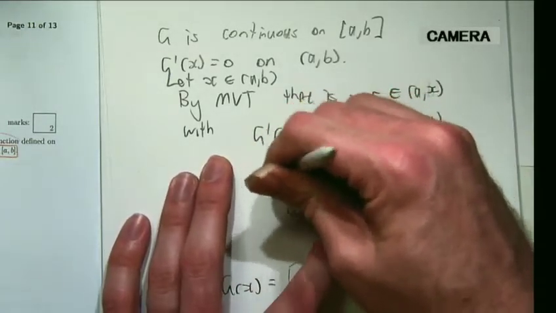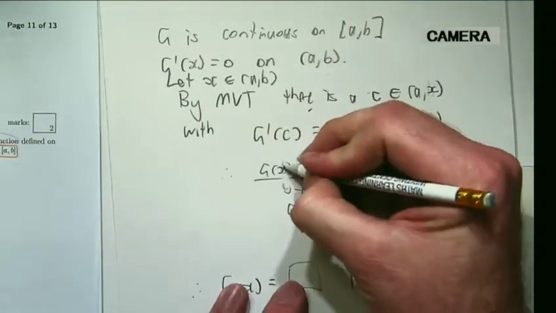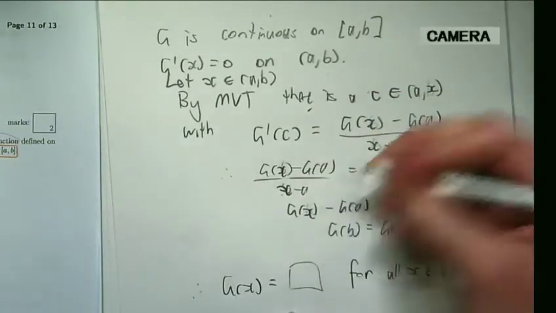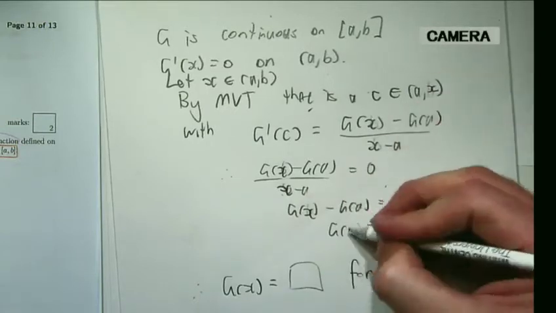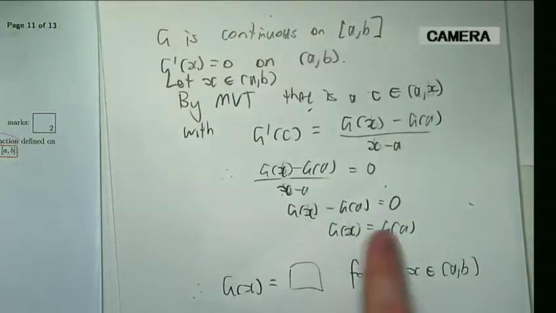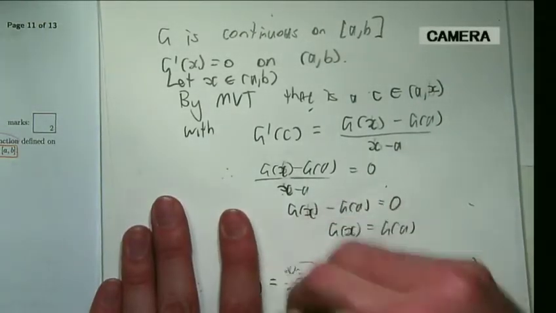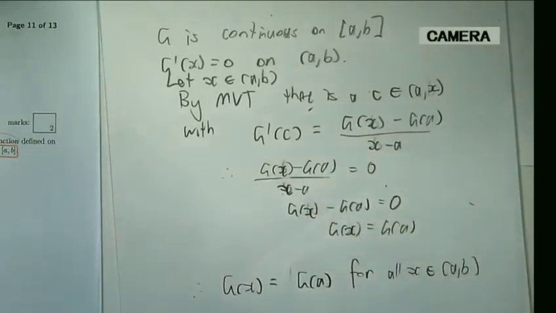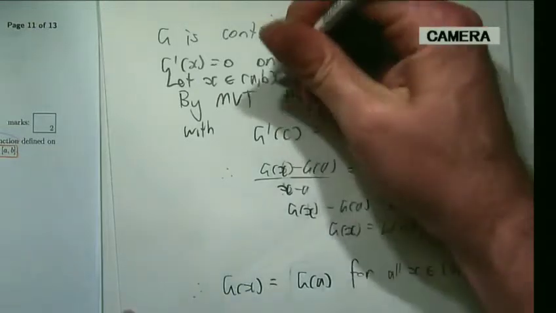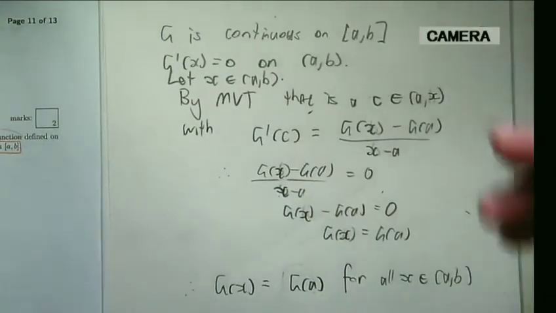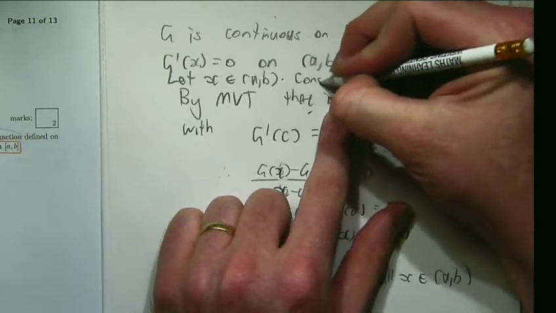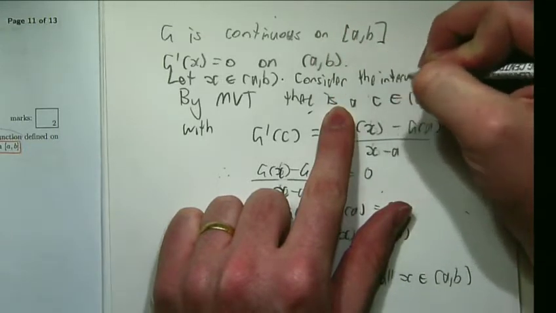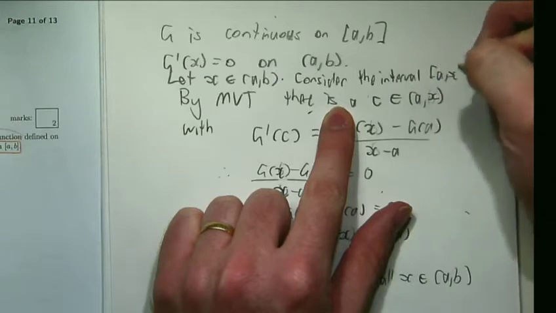And then I get this. Yep. And then I get this. And then I get this. So g(x) is equal to g(a) for every x. So this number here is g(a). All right. Just to be sure, let's consider the interval [a, x].